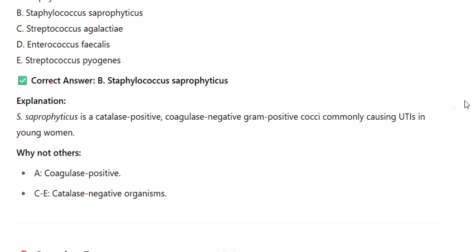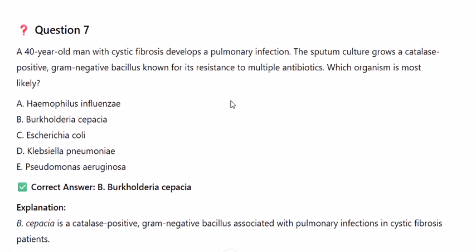Question 7. A 40-year-old man with cystic fibrosis develops a pulmonary infection. The sputum culture grows a catalase-positive, gram-negative bacillus known for its resistance to multiple antibiotics. Which organism is most likely? A. Haemophilus influenzae, B. Burkholderia cepacia, C. Escherichia coli, D. Klebsiella pneumoniae, E. Pseudomonas aeruginosa. Correct answer: B.